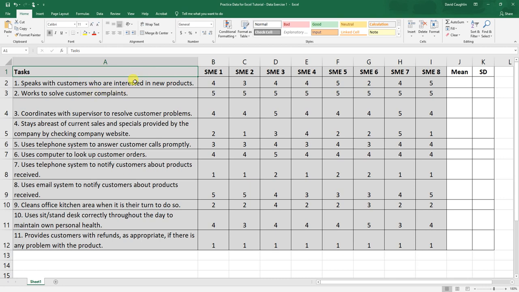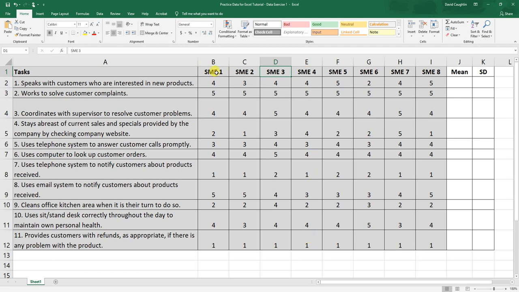So that's what we have here in terms of this simulated sample data set. As you can see, we have 11 task statements in the first column. For instance, one of the task statements is speaks with customers who are interested in new products. Then we have SMEs 1 through 8, which stands for subject matter experts, where each subject matter expert has their own unique column of ratings here.